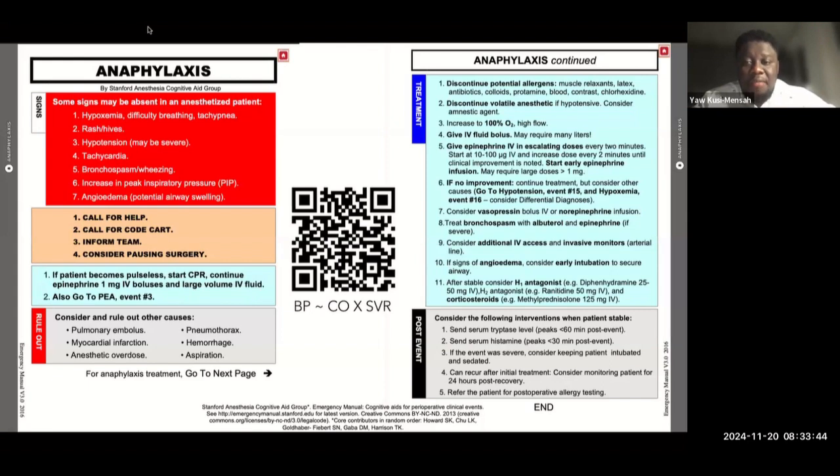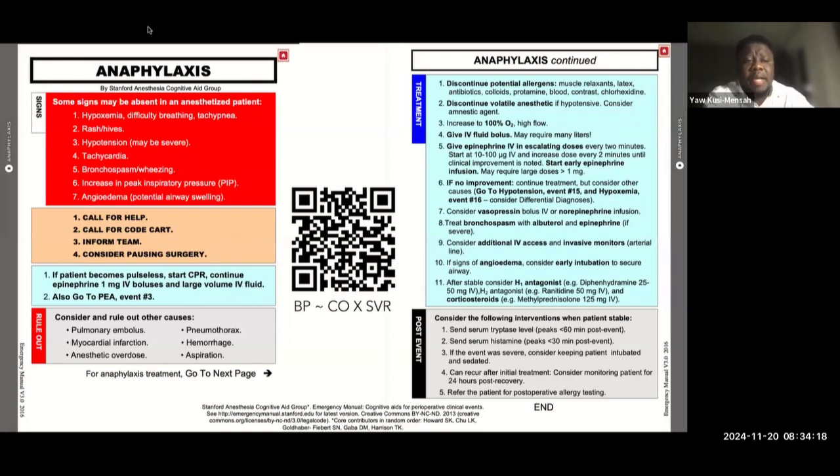You have to always make sure you give your IV fluid bolus. Adrenaline or epinephrine is the drug of choice, and it's in escalating doses of 10 to 100 micrograms every 2 minutes until you see clinical improvement. So you keep upping the dose till you see clinical improvement. If you don't have any improvement, you need to continue supportive management. And like we've spoken about, you need to consider a vasopressin bolus and add on noradrenaline.